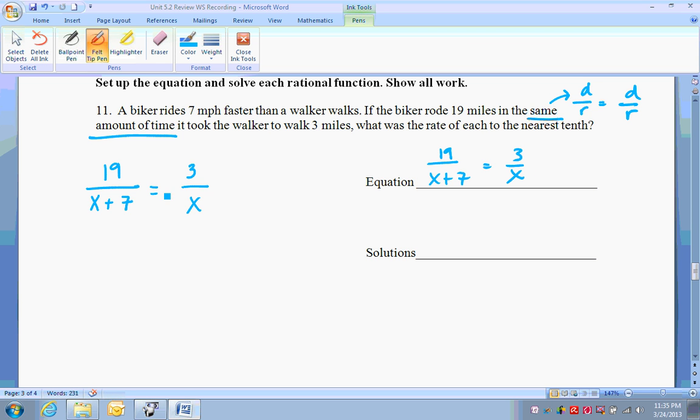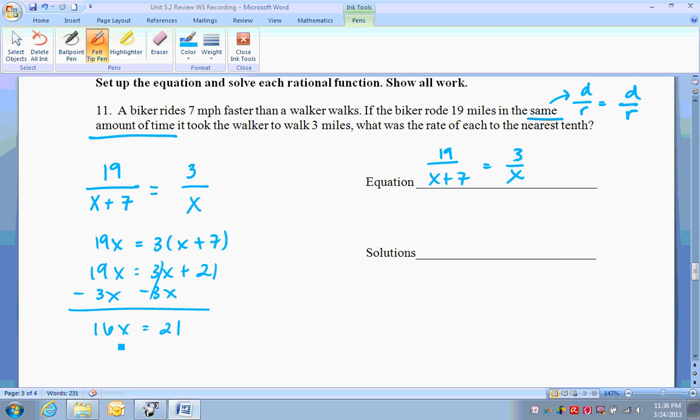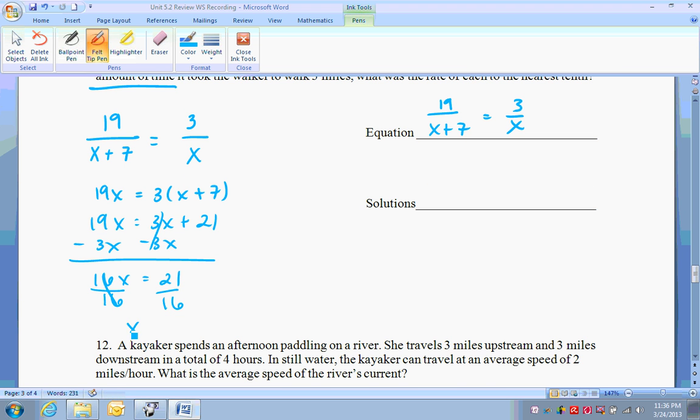Well, in this case, we can just cross multiply to solve for x. 19 times x is 19x, and then 3 times x plus 7. So 19x equals 3x plus 21. Subtract 3x from both sides, and you end up with 16x equals 21. Divide both sides by 16, and you get x equals about 3.5. And remember, x is our walker's rate. So the walker walks about 3.5 miles per hour.